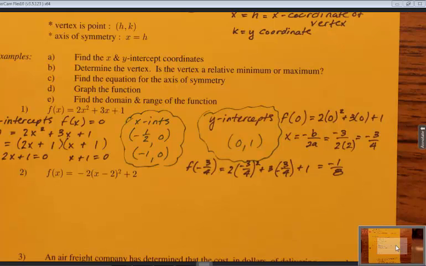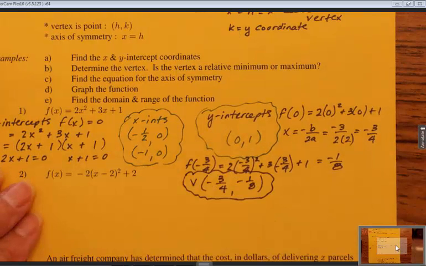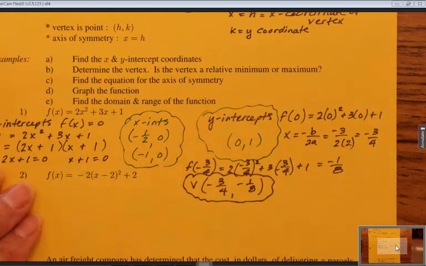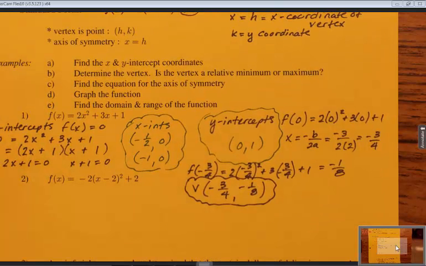So your vertex is going to have coordinates negative 3/4, negative 1/8. If you're having trouble with this, see me. Okay. Is my vertex a relative minimum or a relative maximum? Because it's opening up. Minimum.